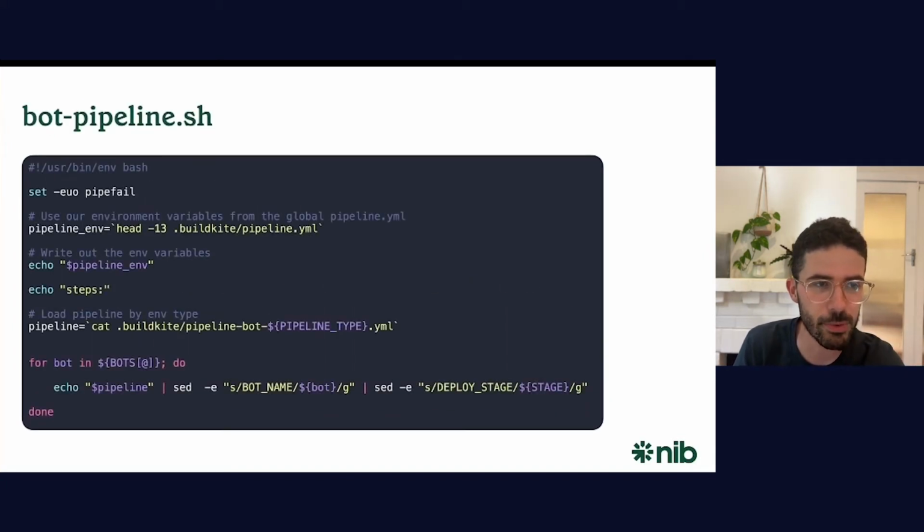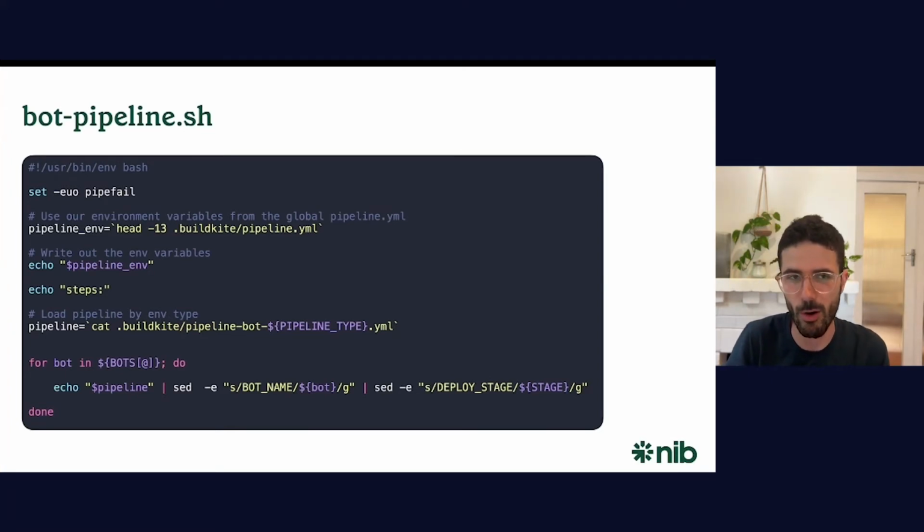So inside the bash script, we yank the environment variables from our core pipeline YAML file, so we're not having to replicate those environment variables over and over again. We echo those out. We echo out steps. We then pull in the relevant pipeline type that has been specified from our directory, and then for each bot, we'll go through, we'll find and replace particular strings in that file to match the bot that we're looking to train on, and then echo that out.